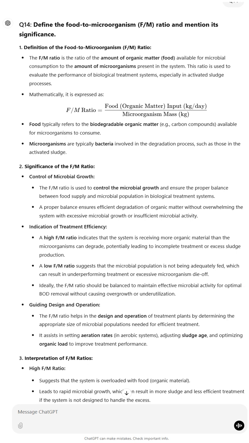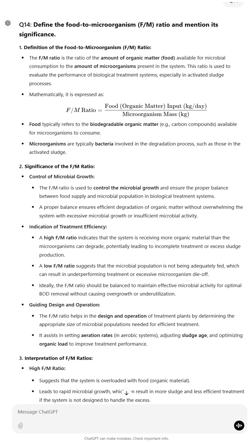Food typically refers to the organic matter, e.g. carbon compounds, available for microorganisms to consume. Microorganisms are typically bacteria involved in the degradation process, such as those in the activated sludge. 2. Significance of the F/M ratio: control of microbial growth. The F/M ratio is used to control the microbial growth and ensure the proper balance between food supply and microbial population in biological treatment systems. A proper balance ensures efficient degradation of organic matter without overwhelming the system with excessive microbial growth or insufficient microbial activity.